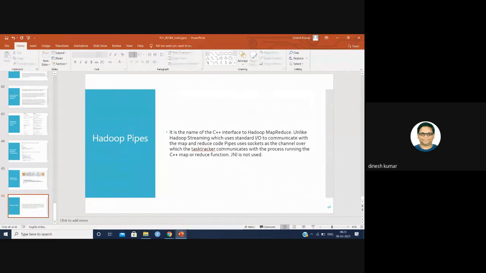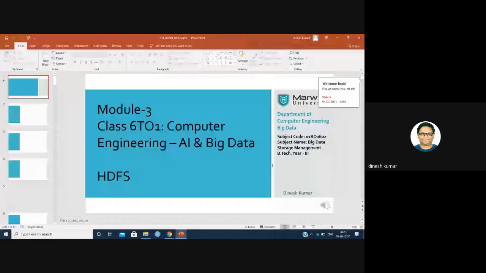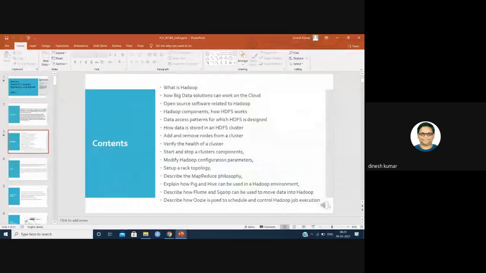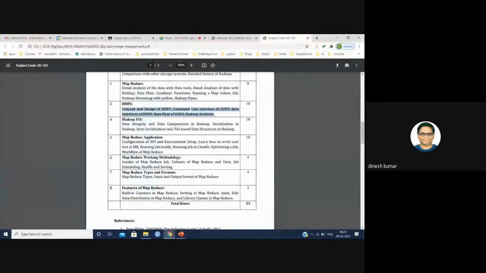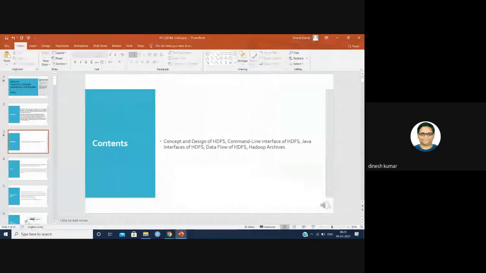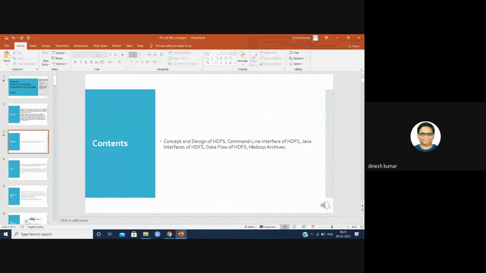And then Unit 3, we had in Unit 3, this is not part of Unit 3, this is about the HDFS. Okay. So don't get mistaken by this. This is the concept of design of HDFS, command line interface, data flow of HDFS, and Hadoop archives. We will discuss all these things.